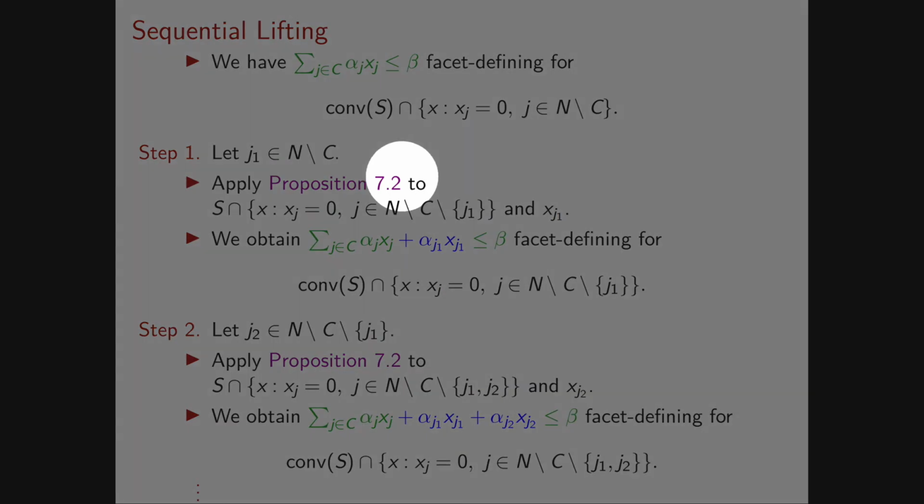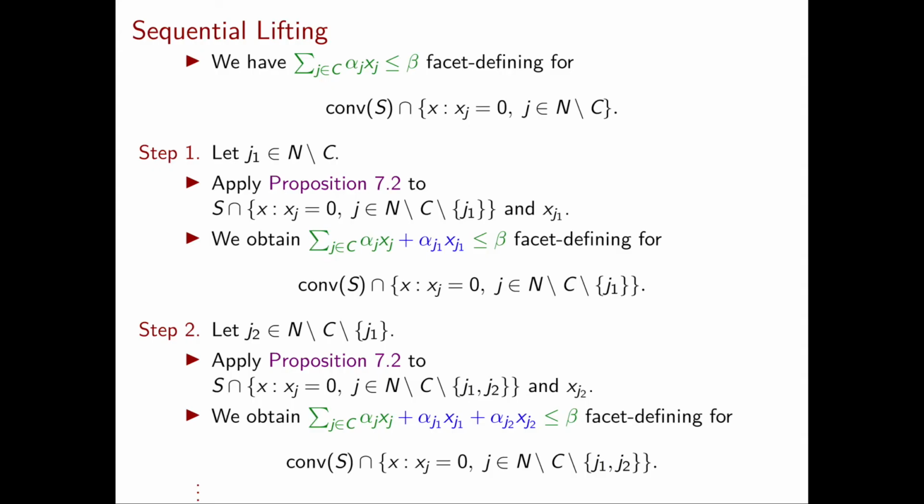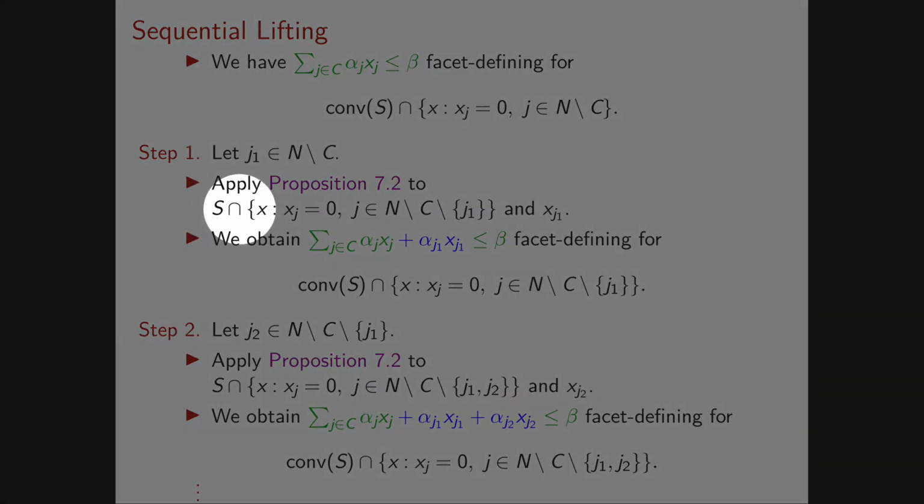So clearly the variable that we want to lift is xj1. But then what is the set that we call the capital S inside the proposition? Well, this set changes essentially at every iteration here. In our first iteration, the one we're discussing now, we need to consider the set S intersected with xj equal to 0 for every j in N minus C minus j1.